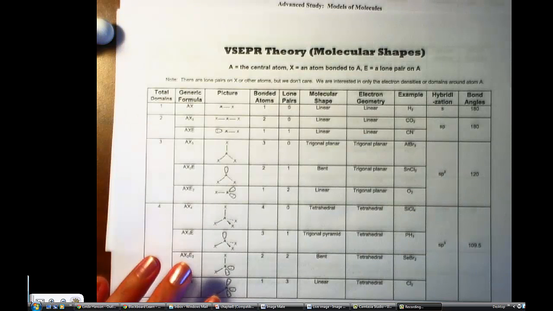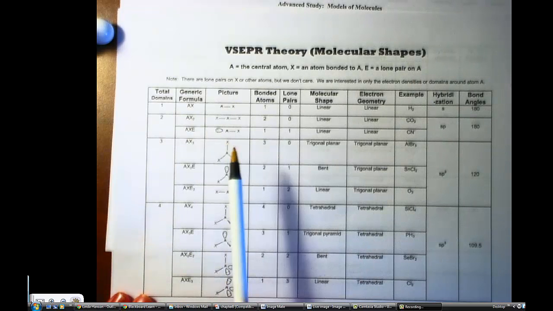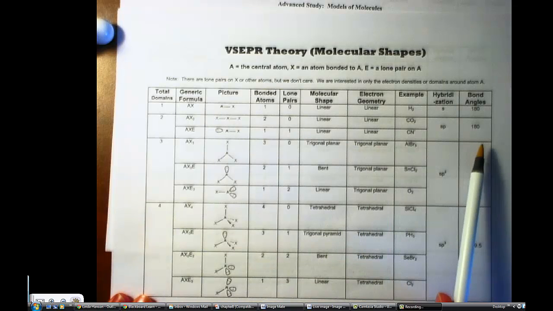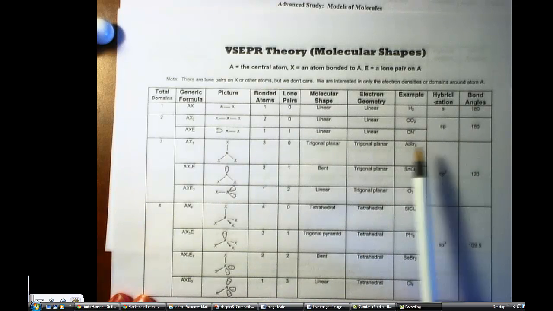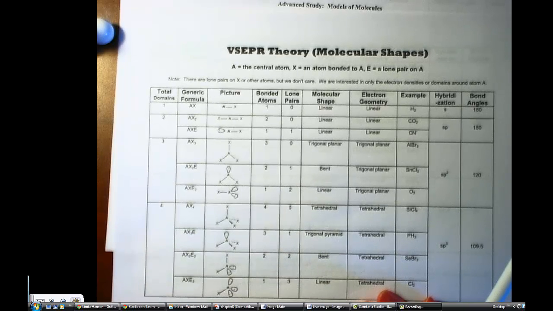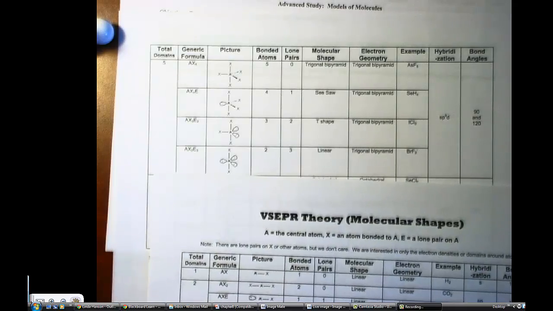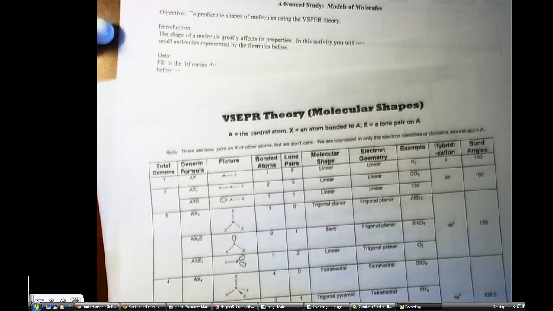I've also printed the VSEPR theory molecular shape test-taking tool page. What it helps me to do is to predict the molecular geometry, the bond angles, the hybridization, and so forth by simply looking up the characteristics we find after drawing a rough draft of our molecule. It's 2 pages. Yours might be front and back. Mine are 2 separate pages.